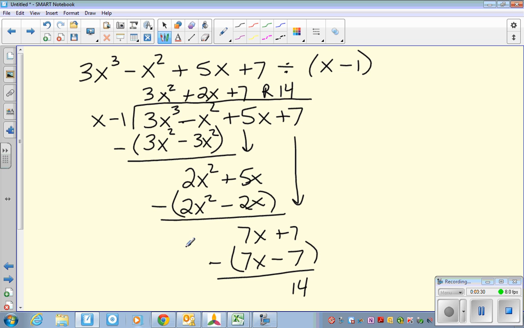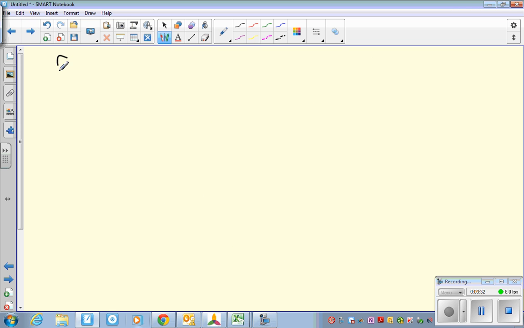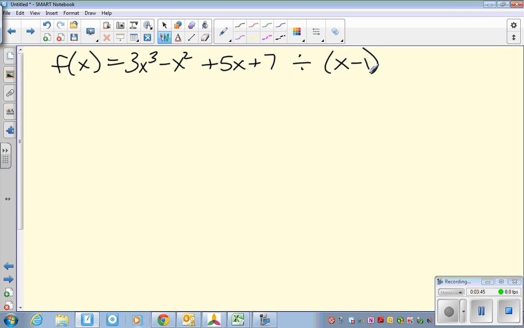So synthetic division is where we're going to take that same function, I'll just write it again, which was 3x cubed minus x squared plus 5x plus 7, and we wanted to divide by x minus 1. And the reason why we're doing this is because we're checking to see if 1 might be a root. We'll see more of that on Friday. And just for reference, we're going to check to see that we get the same remainder.